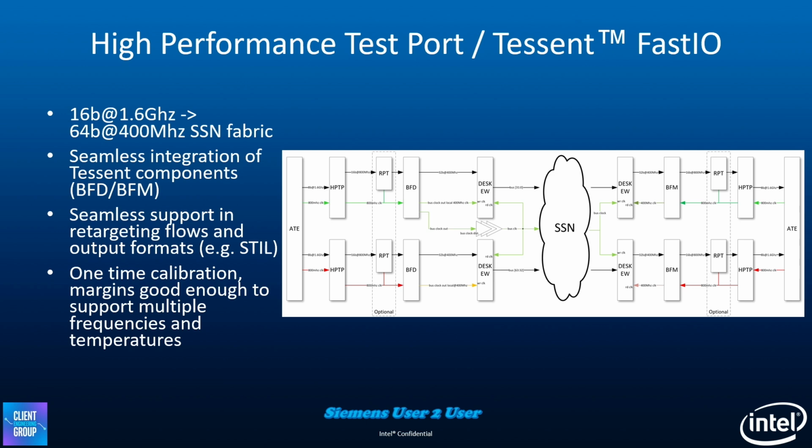In terms of the I/O itself, since we were running at 1.6 gigabit max frequency, we had a calibration routine. We didn't have to have multiple calibration routines per temperature, per frequency, etc. A one-time calibration routine for these kinds of frequencies is enough. Possibly, if we ever go to higher frequencies, we're going to have multiple calibration points and multiple configurations in order to make it work.